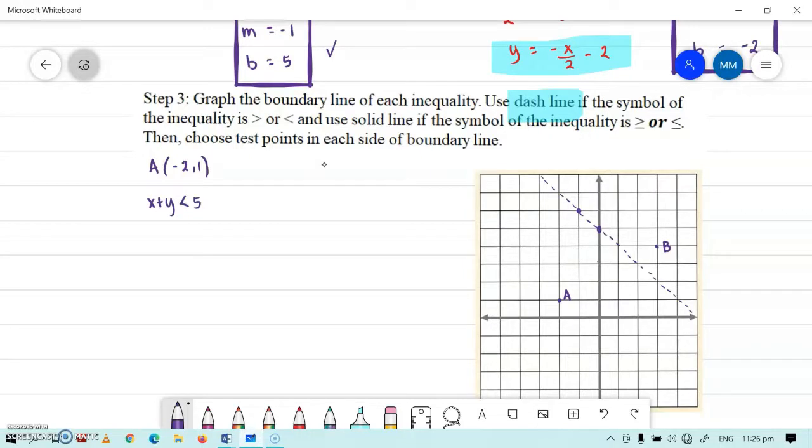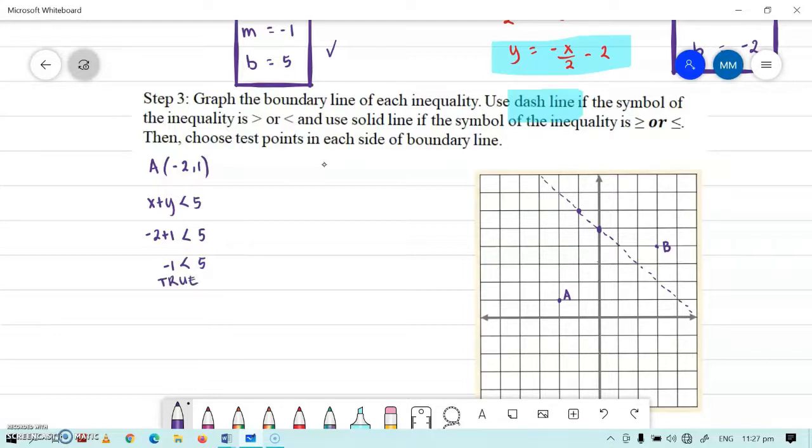Substitute your values for x and y. So you have here -2 plus 1 is less than 5. -2 plus 1 is -1, less than 5. Now, is -1 less than 5? Yes, meaning to say, for test point A, our inequality is satisfied. So this is true.